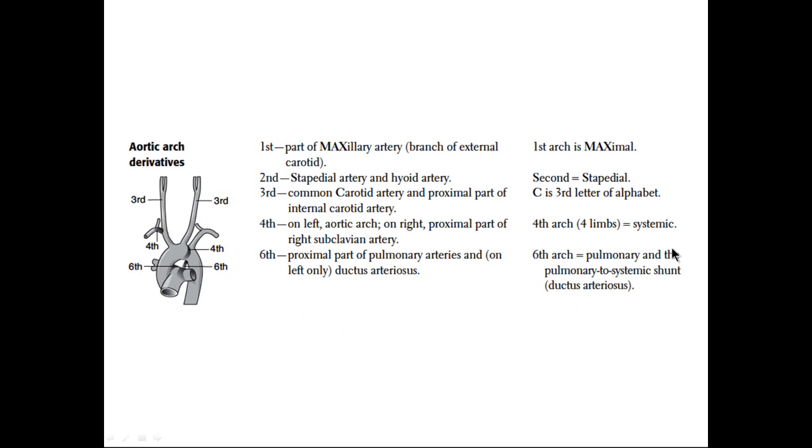And again, this is kind of repeating that. There's a little mnemonic here that might help you. I don't know. First arch is maximal, maxillary artery. But here again, it breaks down and kind of shows you which arches. This is arch 3 for the carotids, arch 4 for the aorta and part of the right subclavian, and arch 6, a little bit of the pulmonary artery and the ductus arteriosus.